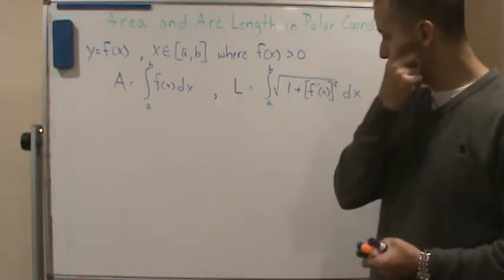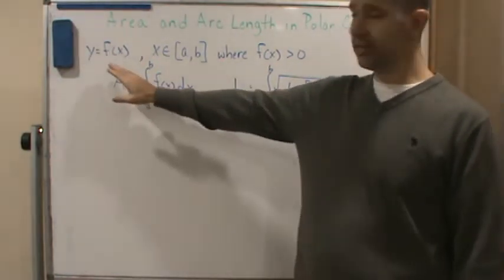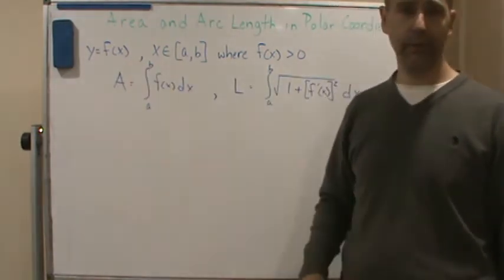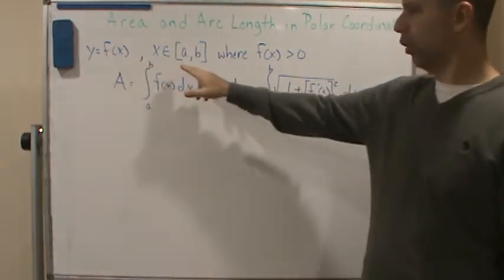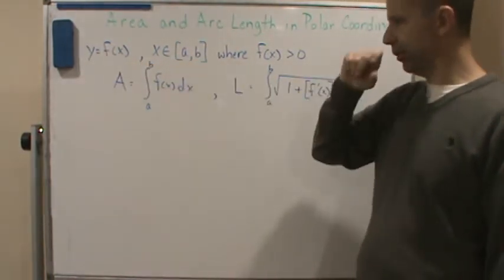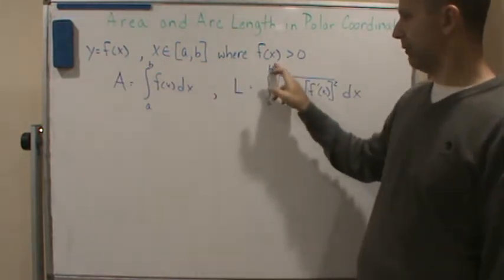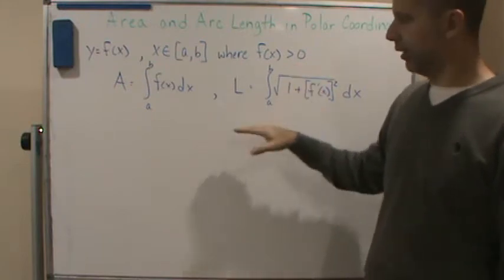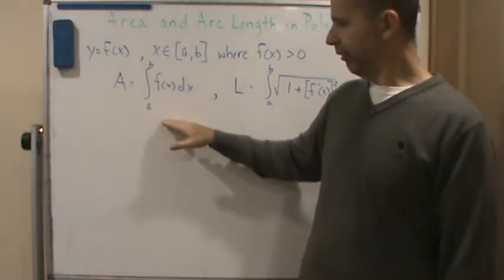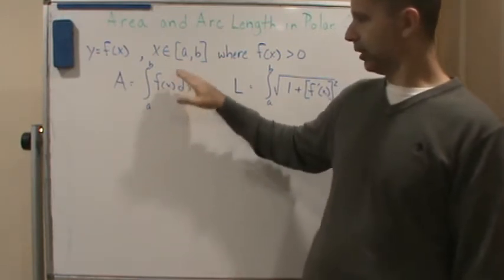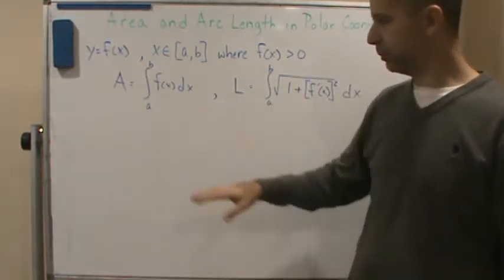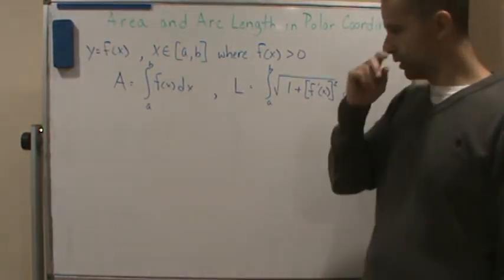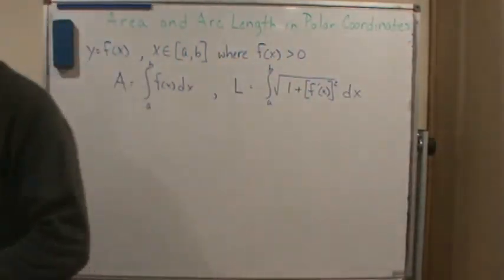So just as a review, remember we discussed in previous chapters, previous videos, that if we have a function of x, y equals f of x, over a closed interval for x, the domain from a to b, where f of x is positive over that interval, then we could define the area under the curve, between the curve f of x and the x-axis, by using this integral. And we could solve these by using the fundamental theorem of calculus.